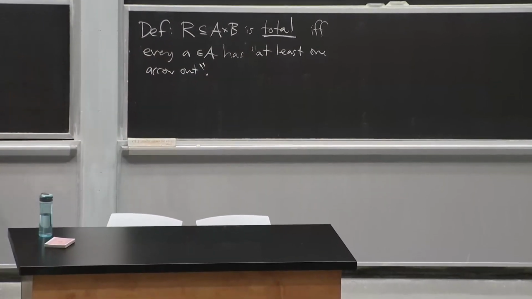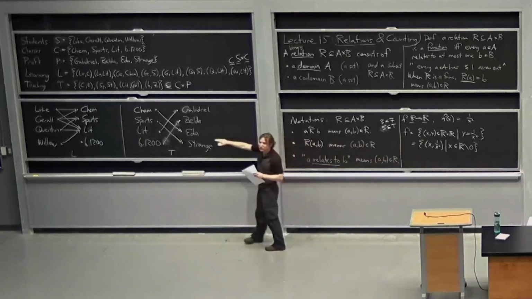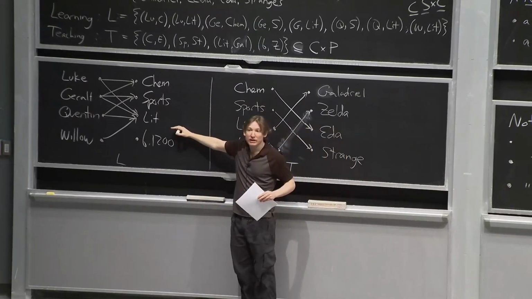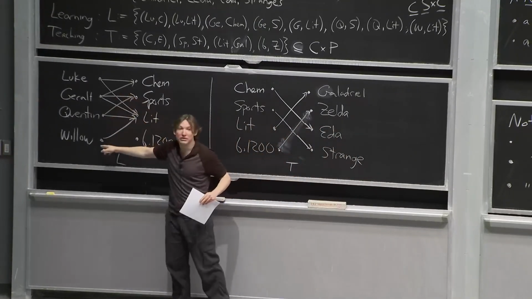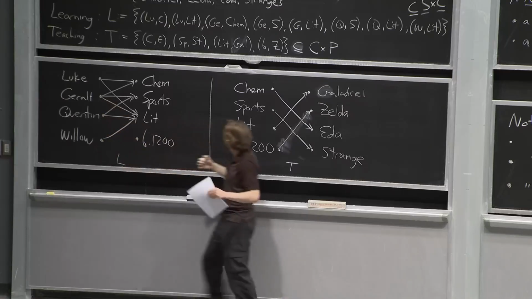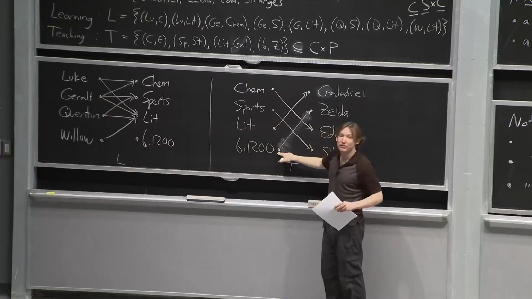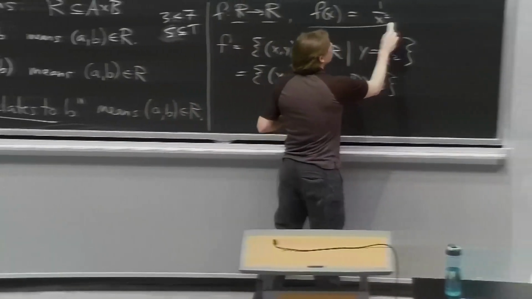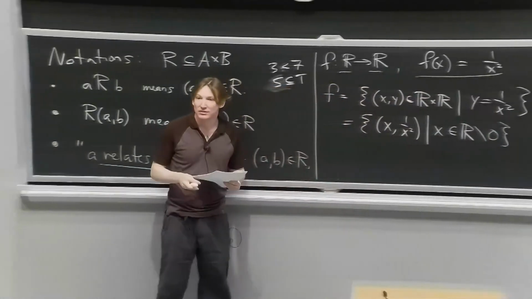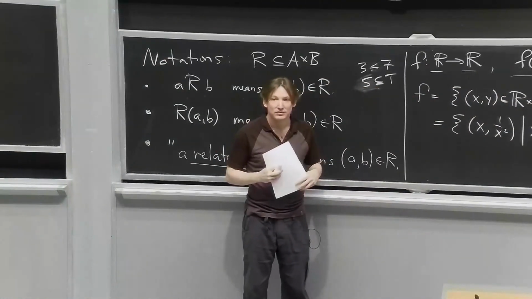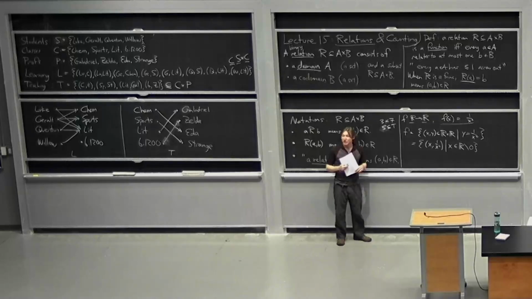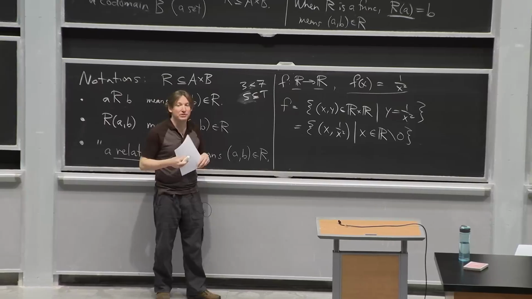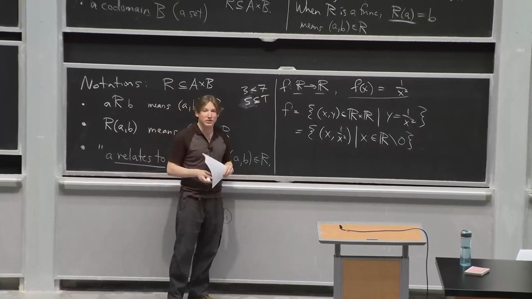Are our examples here total? Is this one total? Yeah, everything on the left has at least one arrow out. Here, everything on the left has at least one arrow out. Excellent. Is this function total? No. Why not? 0 has no arrow out. F of 0 doesn't exist. There is nothing that 0 relates to on the right.